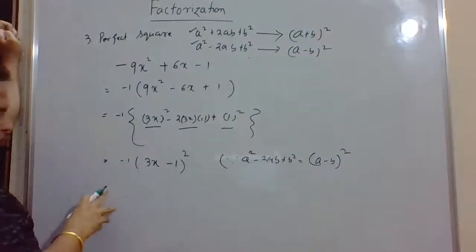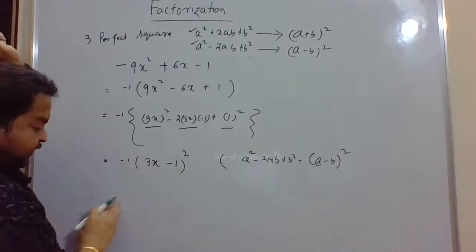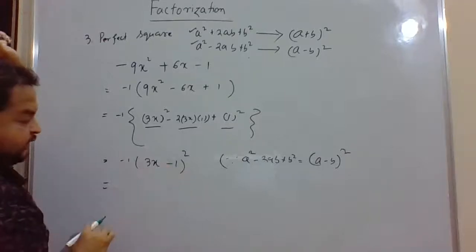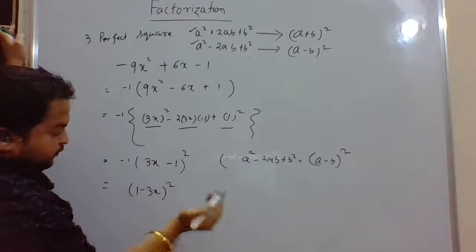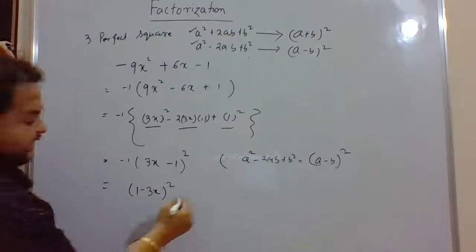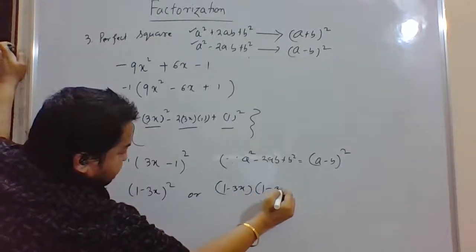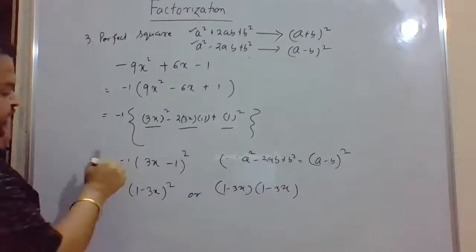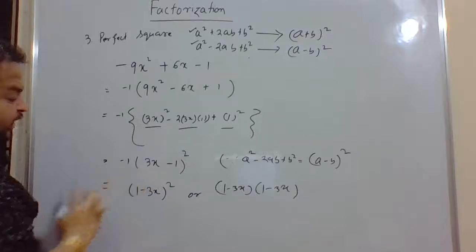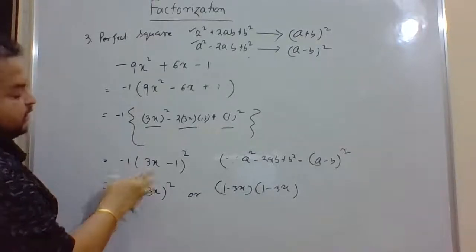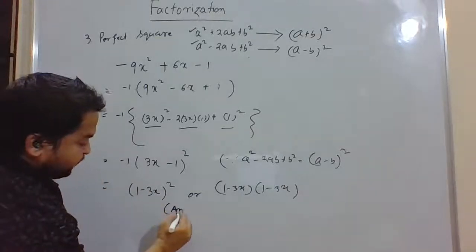Now, as there's a minus 1 here, you can take it inside and multiply, or you can leave it like this. But ideally, it's better to take it inside and multiply. So I can say 1 minus 3x whole square. Finished. You can write either like this, or you can write 1 minus 3x into 1 minus 3x. Here I've just done a little bit of beautification as per ideal mathematics. So if it is minus 1, you can take it inside and beautify it like this. So this will be your answer.